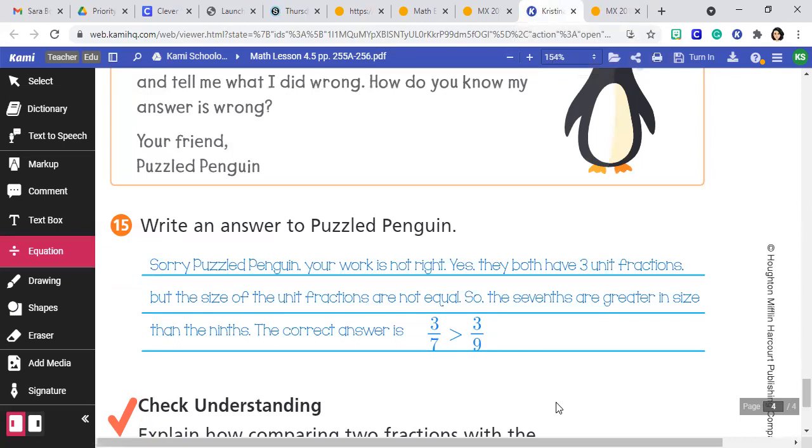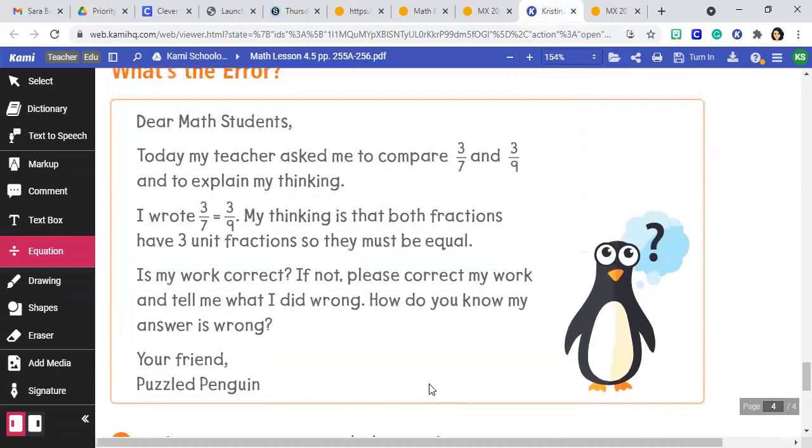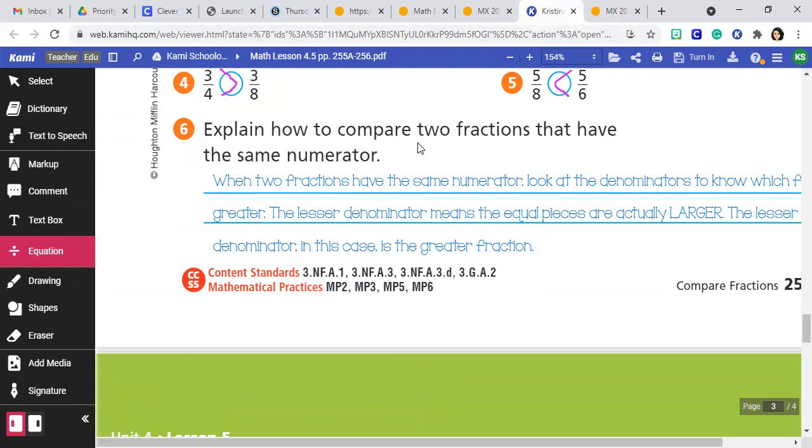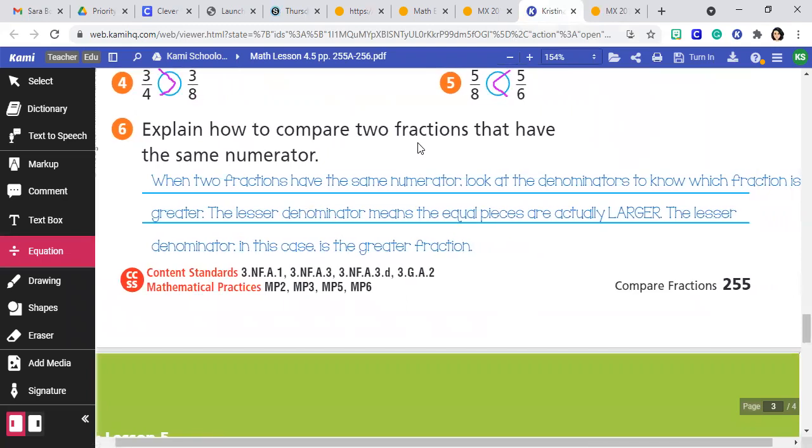But we know that the rule we came up with earlier is when they have matching numerators, the numbers on top here, we look at the denominator. We know that the sevenths, if I had a circle and I made 7 equal pieces, that's less than 9 equal pieces. But the more equal pieces I have to cut it up into, the smaller the size of them. So when the numerators match, the lesser denominator is the greater size. And I could always turn my page over to remember what we said on how to compare two fractions that have the same numerator. The lesser denominator means the equal pieces are actually larger. So the lesser denominator in this case is the greater fraction.